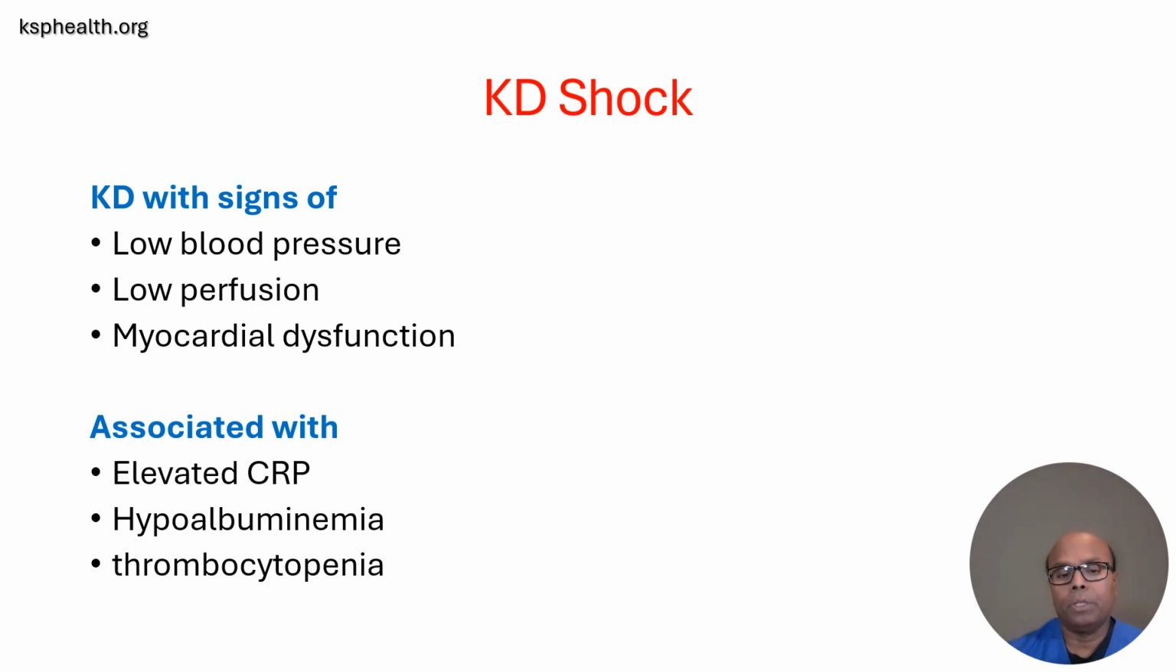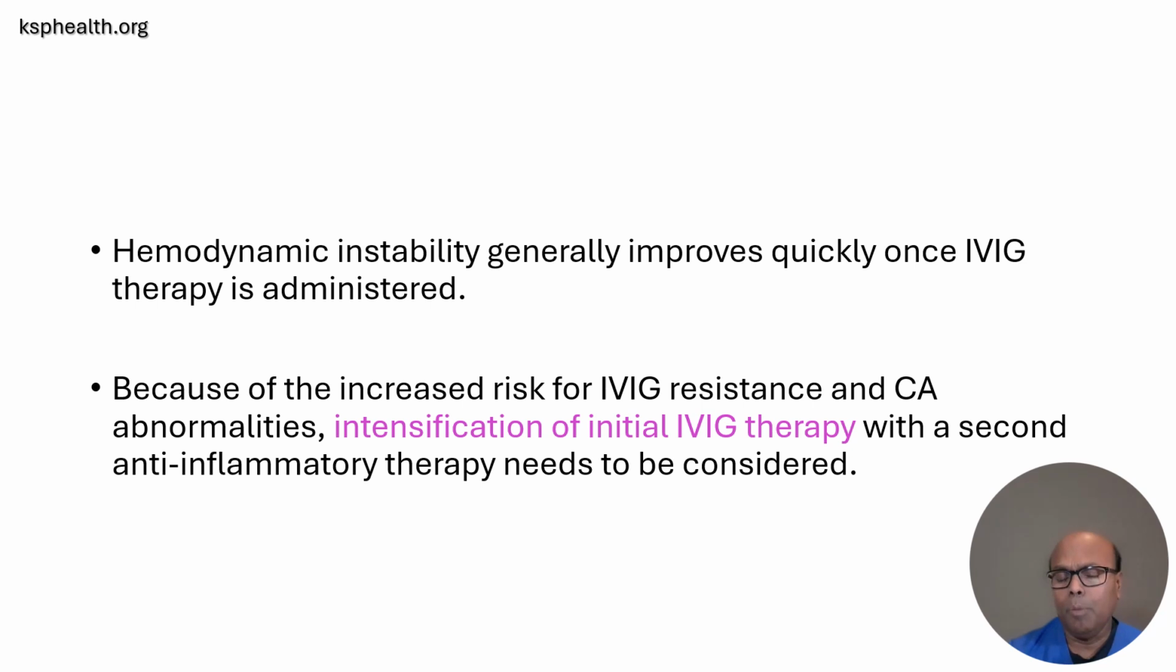Kawasaki disease with shock. Kawasaki disease can present with low blood pressure, low perfusion, and myocardial dysfunction. It is associated with elevated CRP, hypoalbuminemia, and thrombocytopenia. The hemodynamic instability generally improves quickly once IVIG therapy is administered. Because of the increased risk of IVIG resistance and coronary artery abnormalities, intensification of initial IVIG therapy with a second anti-inflammatory therapy needs to be considered.